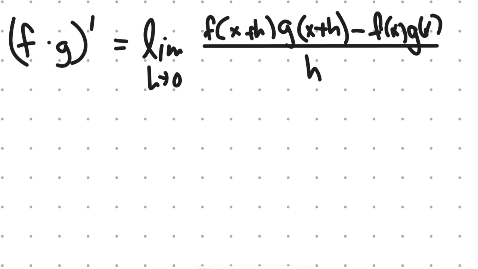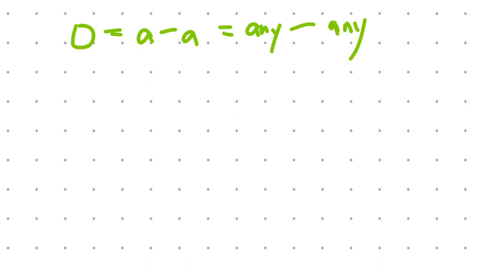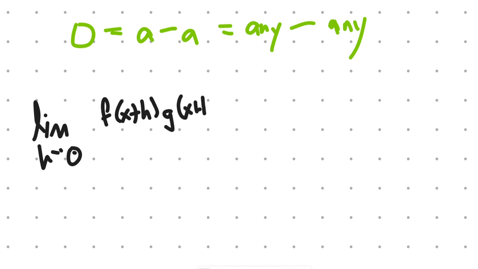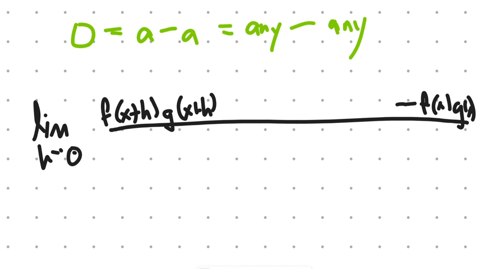So what we are going to do is add and subtract the same thing, because if we do that, then we'll theoretically add a 0 to it, because 0 is the same thing as a minus a, or anything minus anything. Okay, so we just add something to it. So we had the limit as h approaches 0 of f of x plus h, g of x plus h, minus f of x, g of x, and all over h.